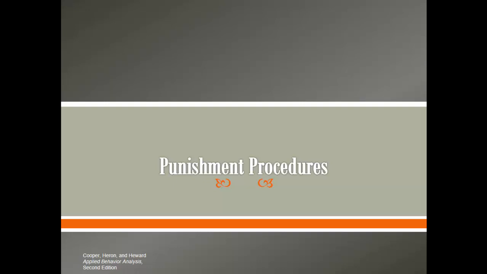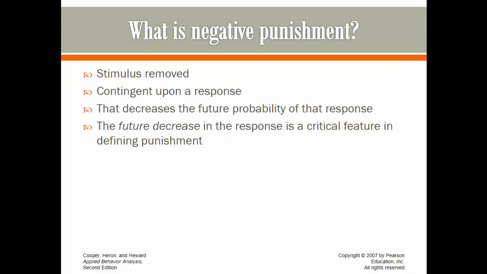Typically this is either in the form of positive punishment, where a stimulus is added to the environment and therefore makes the future frequency of the behavior decrease, or negative punishment, where after the behavior, a stimulus is removed from the environment and the future frequency of the behavior decreases. When looking at negative punishment, where a stimulus is removed, this is typically contingent upon a response, and that removal of the stimulus decreases the future probability of that response. Recall that the future decrease in the response is the critical feature in defining punishment.